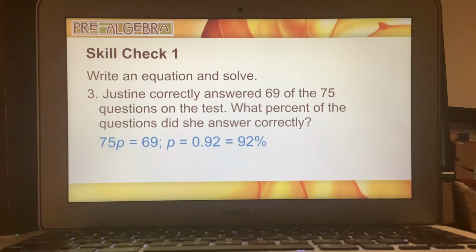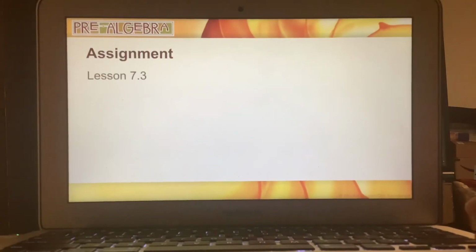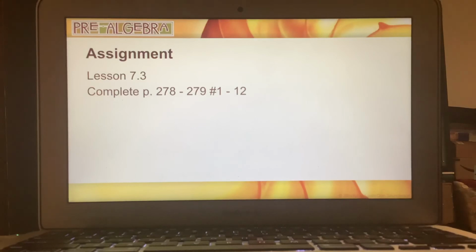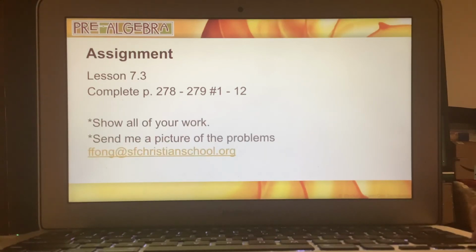Well, there are the examples for this first part of chapter 7.3, and your assignment will be 7.3. You're going to complete numbers 1 through 12. And again, don't forget to show all of your work and then email me the picture of the problems. Make sure all the work is shown with your assignment.